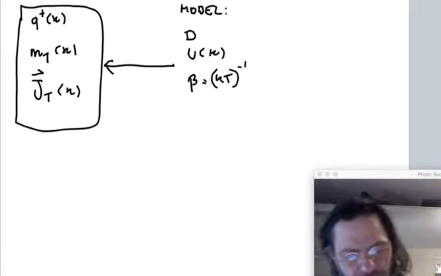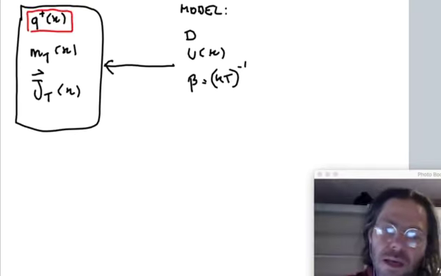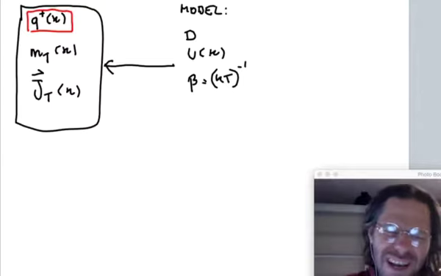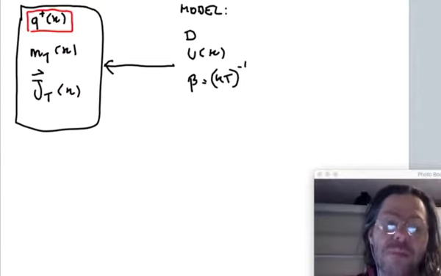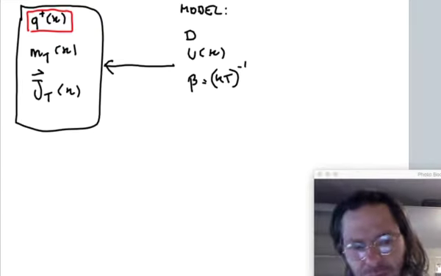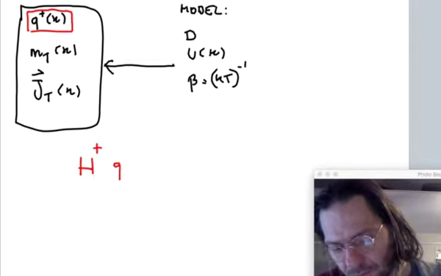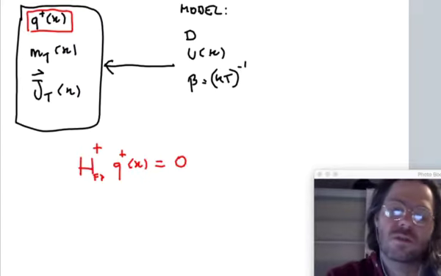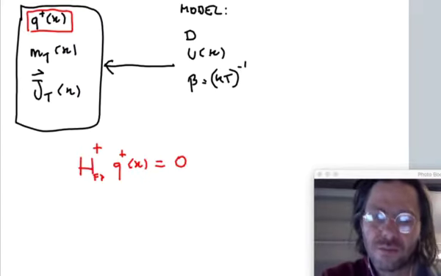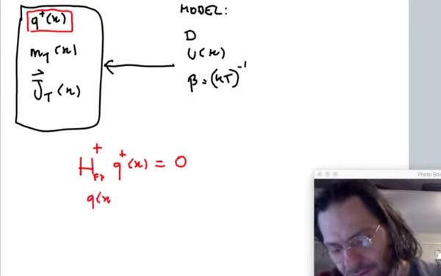And in the last lecture, we concentrated on this. We showed, through a not completely trivial calculation, that q plus obeys a specific partial differential equation, which is the adjoint of the Fokker-Planck operator set to 0. So in other words, q plus is a left zero mode of the Fokker-Planck operator, satisfying a specific boundary condition.